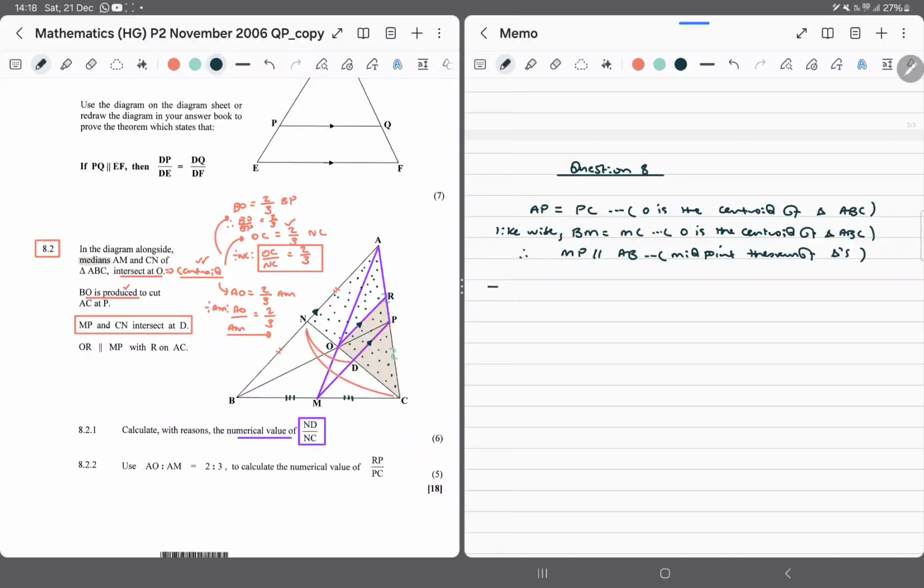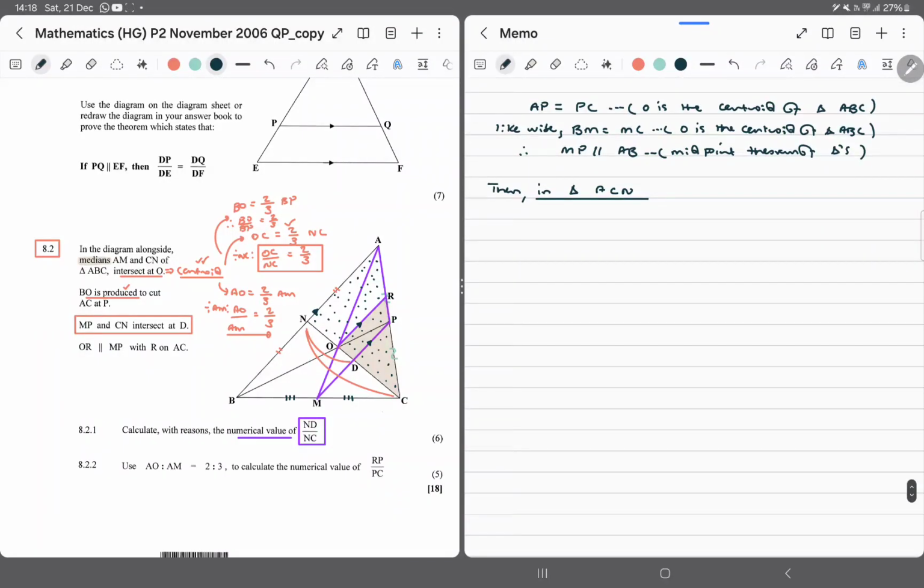We can say then, in triangle ACN, what will we see there? Now we've got one line drawn parallel to the other, so the ratio and proportion business. So we can easily say, well, ND over NC, which is what we want, is going to be equal to essentially AP over, sorry, not PC, but AC. So what is that? This is the proportionality theorem.